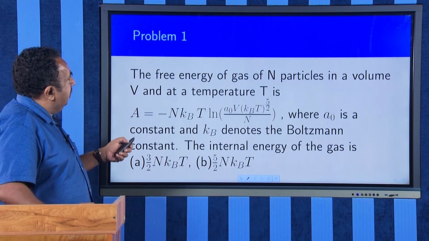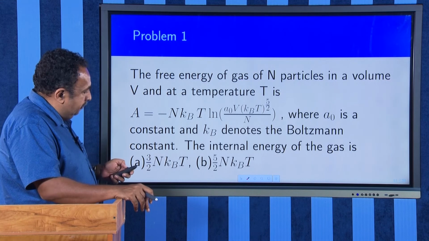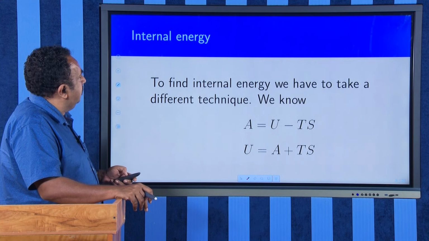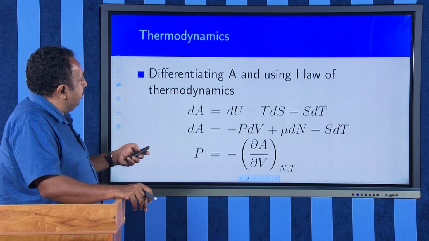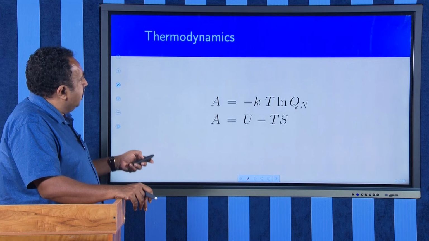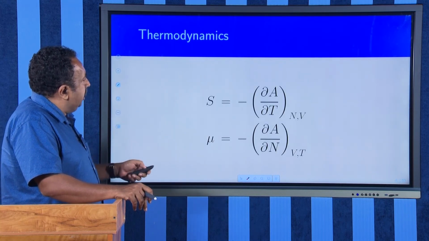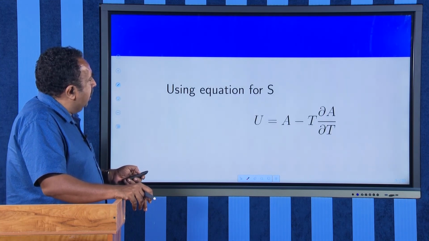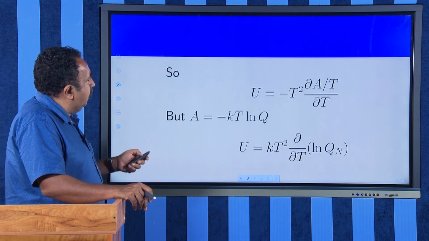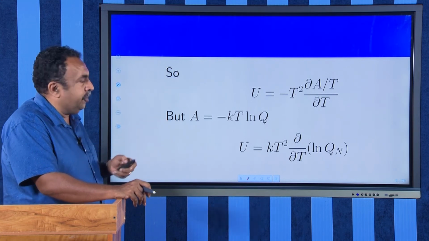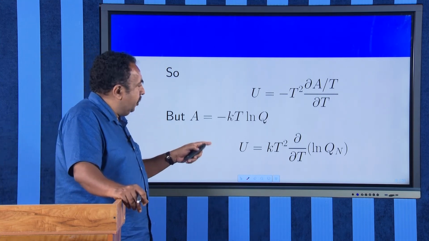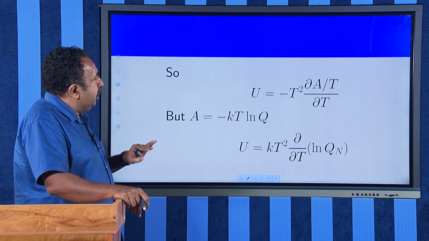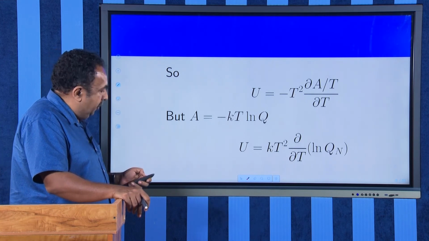Therefore, this is the way in which, from thermodynamics, you have the equations: pressure is equal to minus ∂A/∂V, then S is equal to minus ∂A/∂T, chemical potential is equal to minus ∂A/∂N, and for your internal energy you can have two expressions. One is kT² ∂/∂T of log Q_N, and the other is U equal to minus ∂/∂β of log Q_N. Therefore, if the partition function is known, you are sure to get all the thermodynamic quantities.